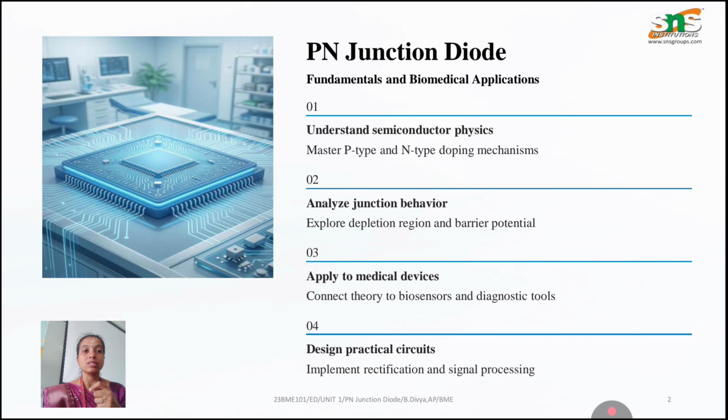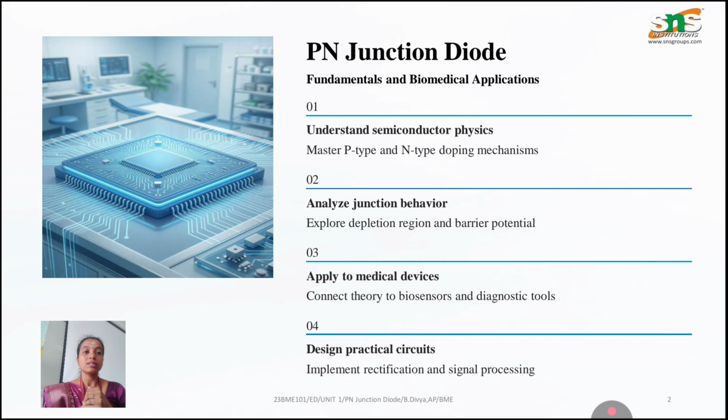And the third one is analyzing junction behaviors. When P and N are combined together, we get a small junction layer, right? We are going to analyze how this junction behaves. Exploring the depletion region and the barrier potential. That region is called a depletion region or a barrier potential.